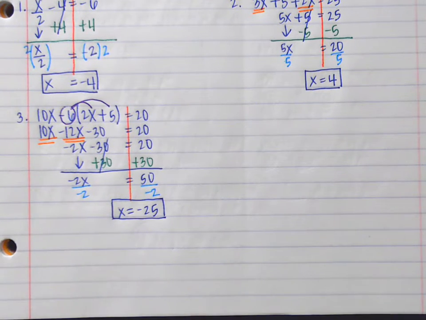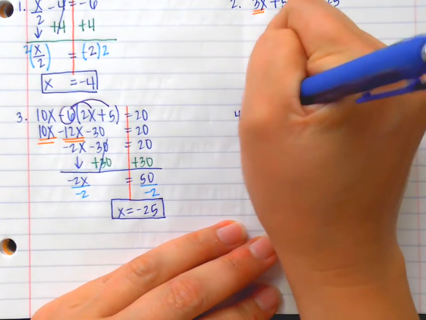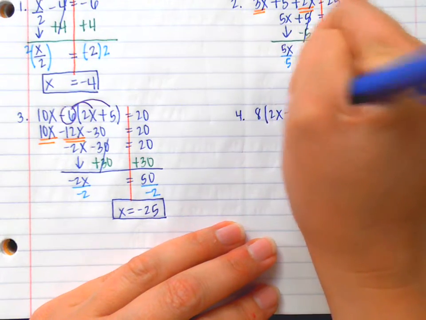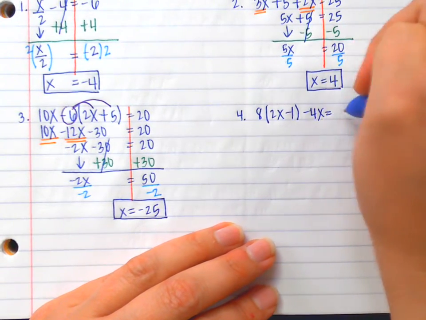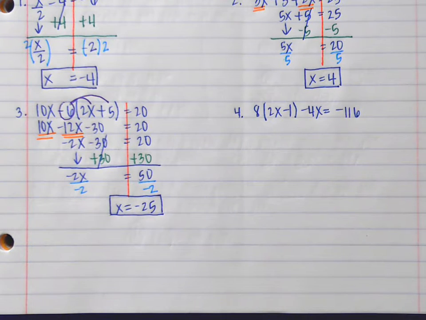Okay, so let's try this one. It's number 4. You have 8 times 2x minus 1 minus 4x equals negative 116. So I want you guys to try this one on your own. I'm going to go through this one a little bit faster like I did at the end of number 3. So again, if you guys have any questions when you are going through any of these problems, make sure you're starring it, writing a note to yourself so we can talk about it in class, because sometimes I'm going to go through them in hopes that you're kind of following along and picking up on the patterns.